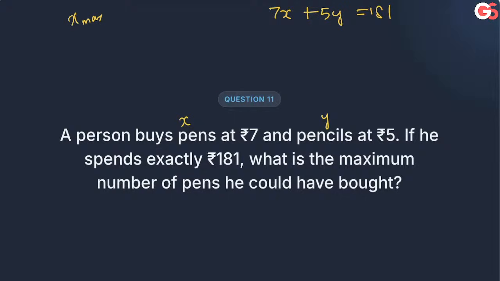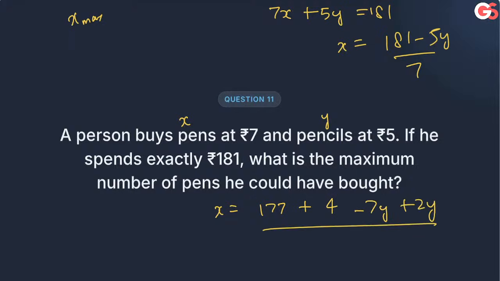I need to minimize Y. So I write X is equal to (181 minus 5Y) whole upon 7. Same way, 177 plus 4 minus 7Y plus 2Y upon 7. Why did I write 177? What am I doing here? 7 ones are 7, 7 twos are 14, 26. Okay, this will be 175 plus 6. Now it's fine.